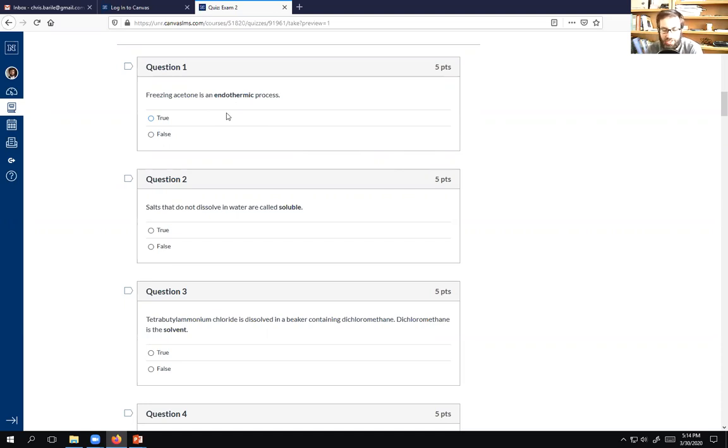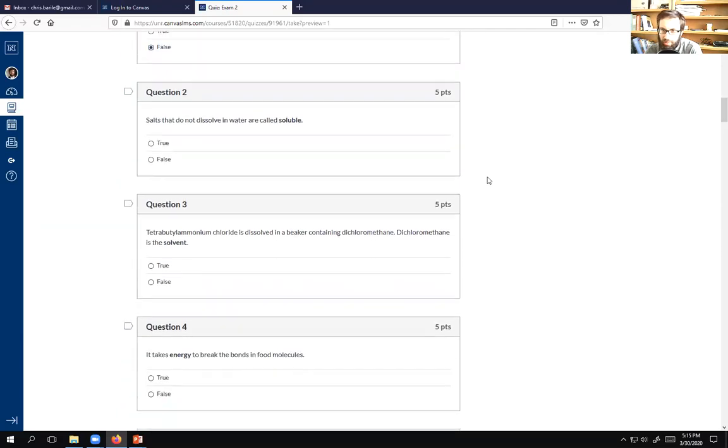The system is acetone. So if heat was being absorbed by acetone, that would melt acetone, right? Going from a solid to a liquid requires heat. And so this is the opposite of that. This is freezing, so we're going from a liquid to a solid. So that is false. That is an exothermic process.